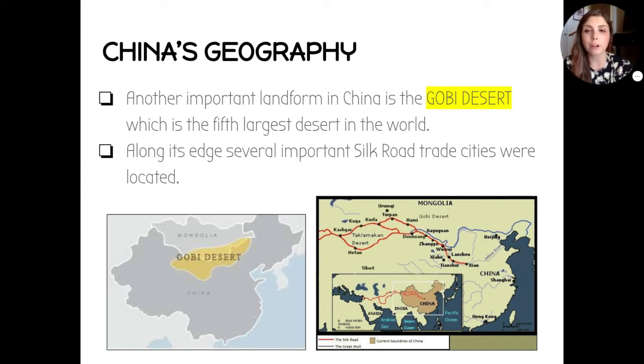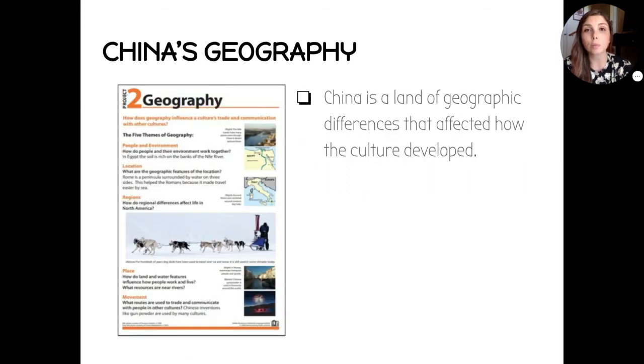So on the map there on the left, you can see the Gobi Desert highlighted in yellow. It's near the northern border of China. And on the second map there on the right, you can see the red line is where the Silk Road route was located, and we will get to the blue line later, which is where the Great Wall of China was located. So those are our posters in terms of China's geography.